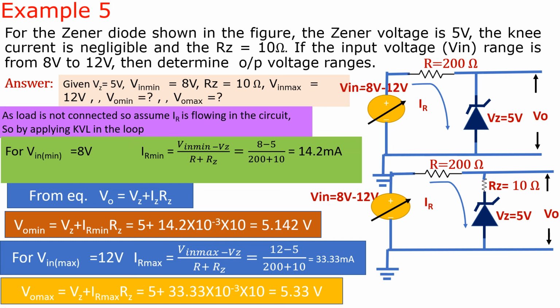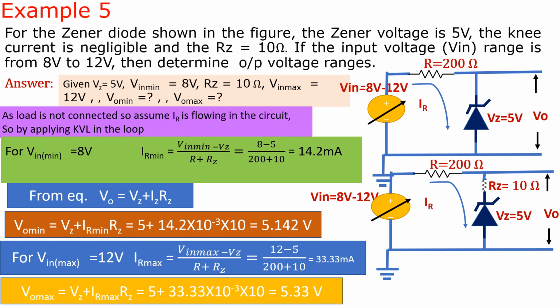For the V in max, we will get the IR max. Again we will apply the formula. Here we will get 33.33 milliamps, and again we will calculate VO max. This time we will take Vz plus IR max into RZ. So this will come out 5.33 volt.